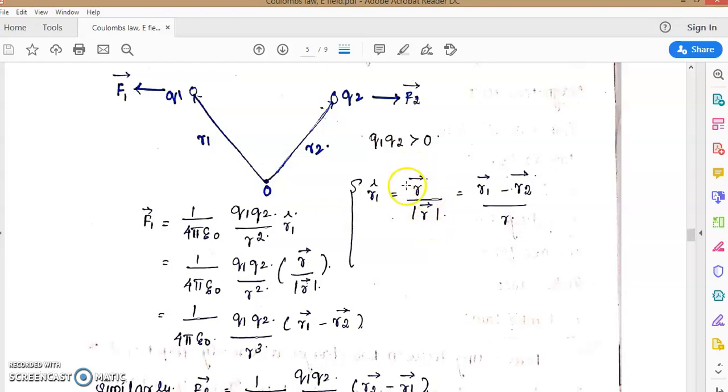What is meant by this r vector? R vector is nothing but, see, the force is now acting towards this side, that is F1. So we have to go from this side. So for this force F1, that is the force on Q1, what is the distance? R1. So R1 minus R2 divided by R.